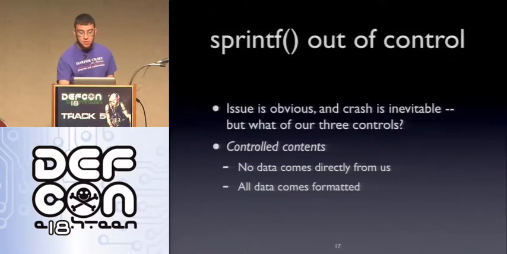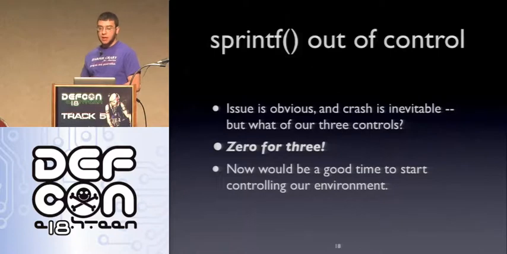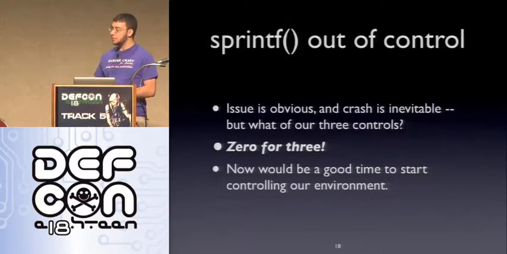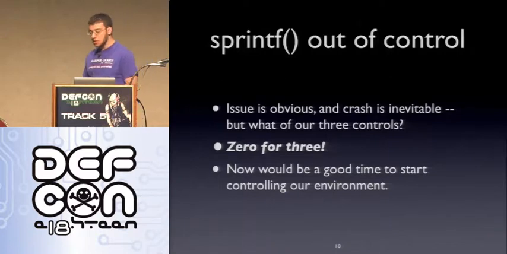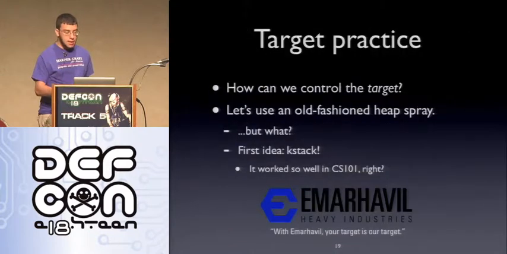So what's going on here? We're 0 for 3. How are we going to exploit this? Well, okay. It's time to start controlling our environment. The environment isn't set up for us to control. It's time for us to start taking control. And so let's go for it. How are we going to control the target?